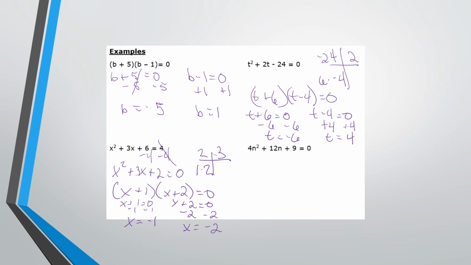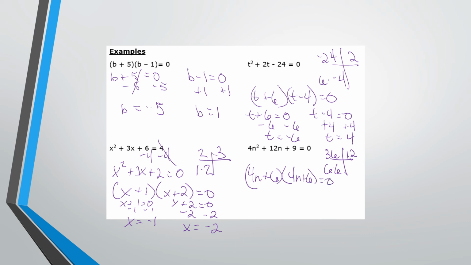Okay, this one, my AC is 36. 4 times 9 is 36. My b is 12. So I need the things that multiply to 36 that add up to 12. We could do 6 and 6. So I get 4n plus 6 and 4n plus 6 equals 0.